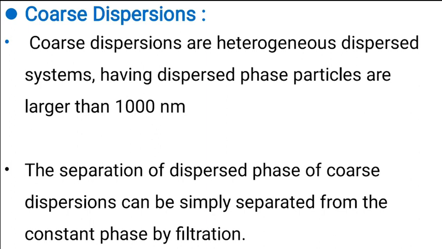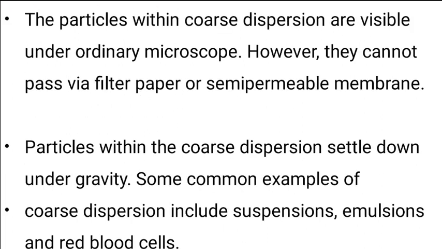Coarse dispersion. Coarse dispersions are heterogeneous dispersed systems having dispersed phase particles larger than 1000 nanometer. The dispersed phase of coarse dispersion can be simply separated from the continuous phase by filtration. The particles within coarse dispersion are visible under the ordinary microscope. However, they cannot pass through filter paper or semi-permeable membrane. Particles within the coarse dispersion settle down under gravity. Some common examples of coarse dispersion include suspension, emulsion, and red blood cells.